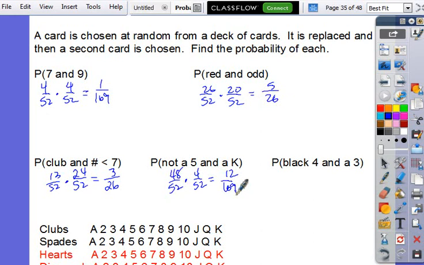All right. A black 4. How many black 4s are there? 2. And a 3. There's 4 3s. 1 over what?